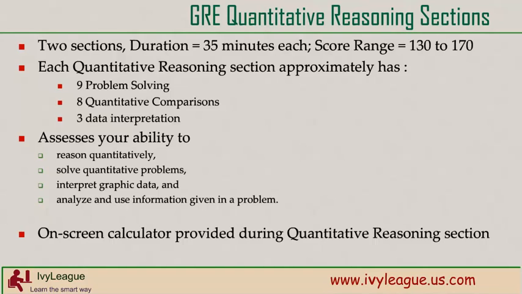Questions are presented in 3 formats: 9 problem solving, 8 quantitative comparison, and 3 data interpretation questions. The quantitative reasoning sections of the GRE measure the ability to reason quantitatively, solve quantitative problems, interpret graphic data, and analyze and use information given in a problem.